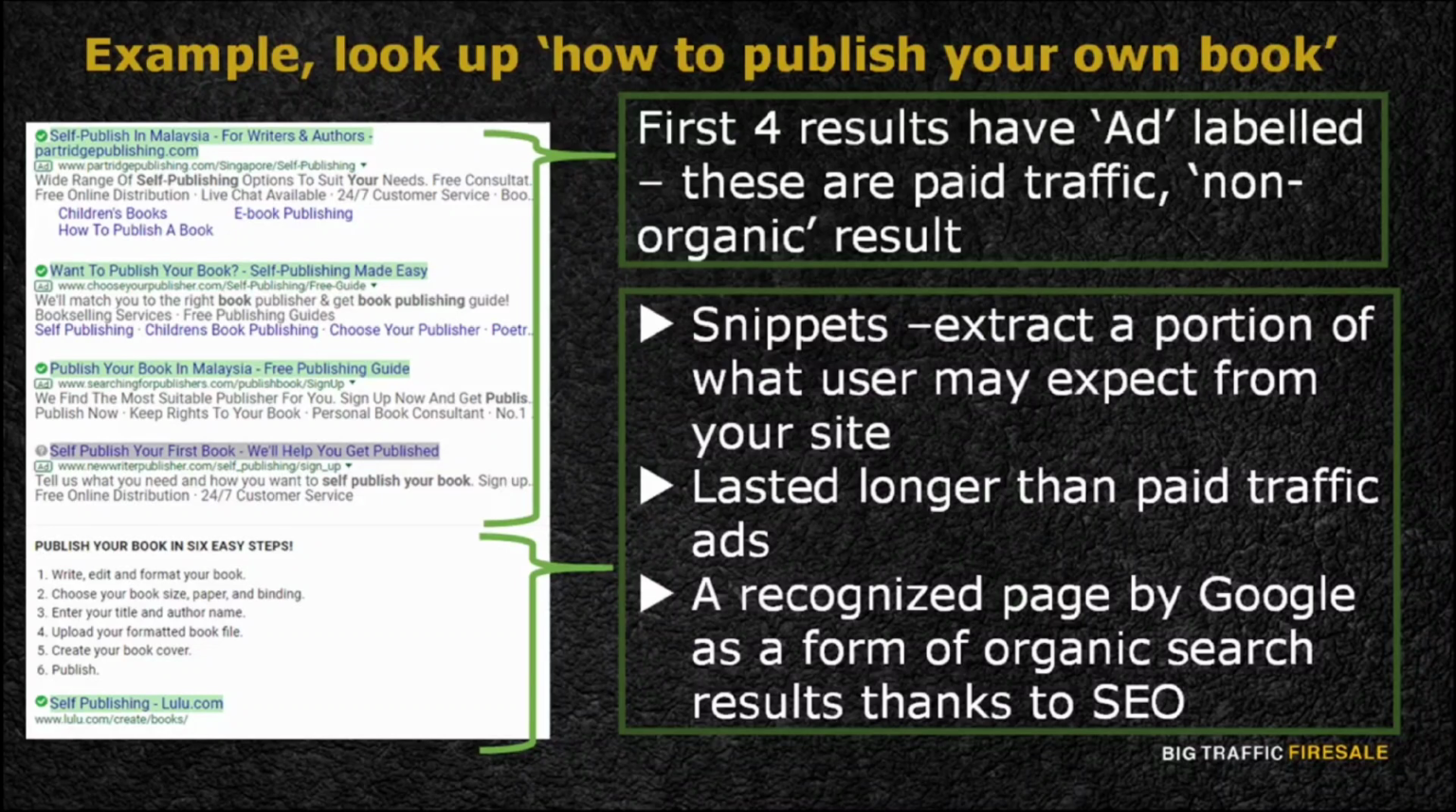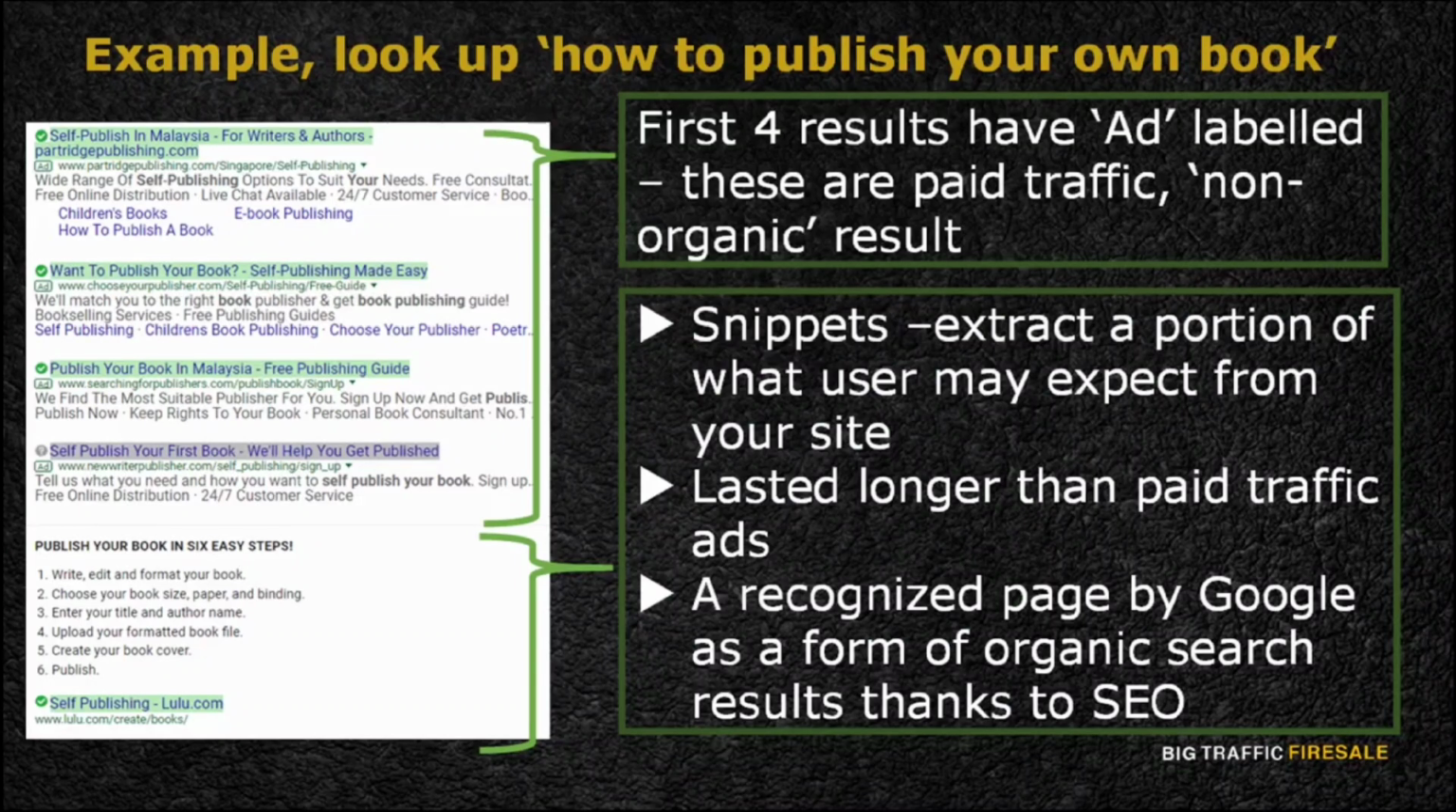As you can see, the first 4 results have ad labeled beside their link. These are paid traffic ads or simply non-organic results. Further down, as mentioned before, you may even see snippets linked to a site. According to Google, snippets are programmed to extract a portion of what users would see on your site. This featured snippet helps boost the user's attention to your site.